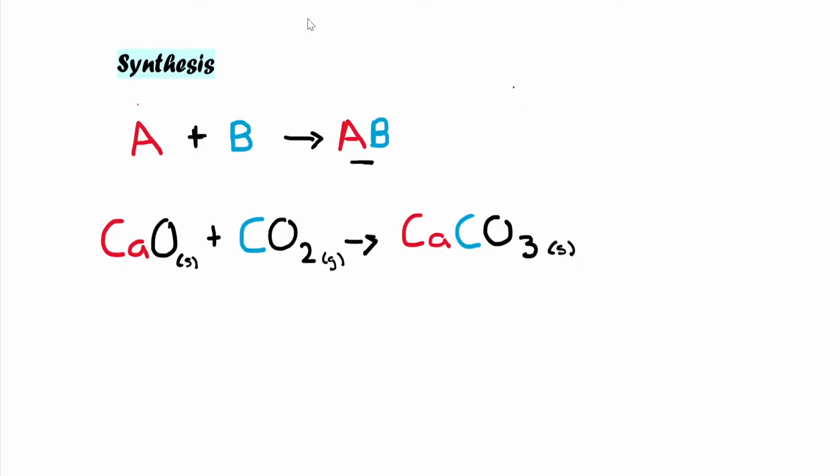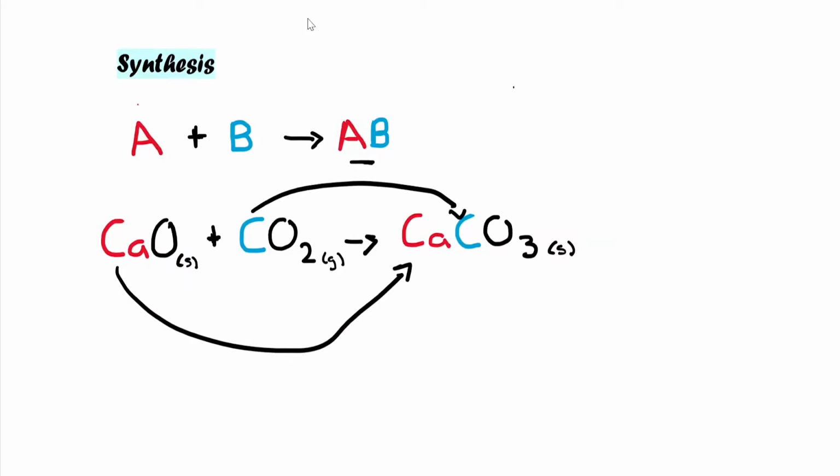All right, so you can think of it as like addition in mathematics. And an example equation here is at the bottom. So we have calcium oxide combining and synthesizing with carbon dioxide to form a brand new compound, which is calcium carbonate. And the same calcium from the calcium oxide goes here, and the same carbon from the carbon dioxide goes here. All right, so it's very straightforward.